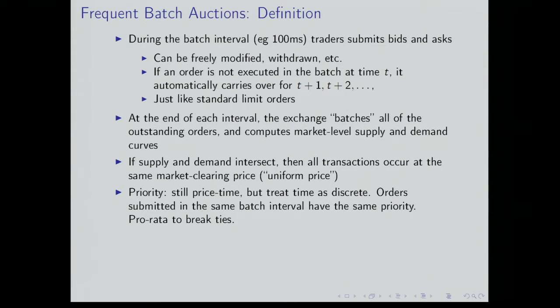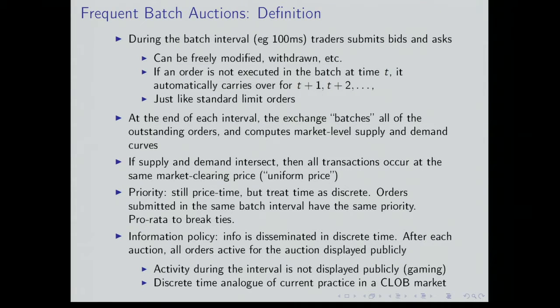Priority is still price then time, but with time treated as discrete. So if I've been in the order book for many hundreds of milliseconds and you're new to the order book in this 100 milliseconds, I have priority over you. If we arrive in the same interval, we have the same priority. The information policy is analogous to continuous markets as well. What that means here is, every message you send to the exchange gets economically processed by the exchange and then disseminated publicly. The economic processing, though, occurs in discrete time, so information dissemination is in discrete time as well.